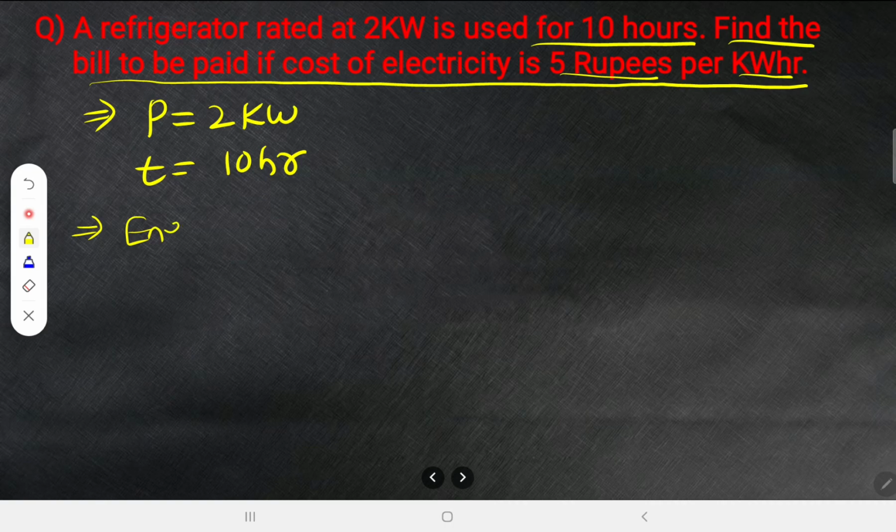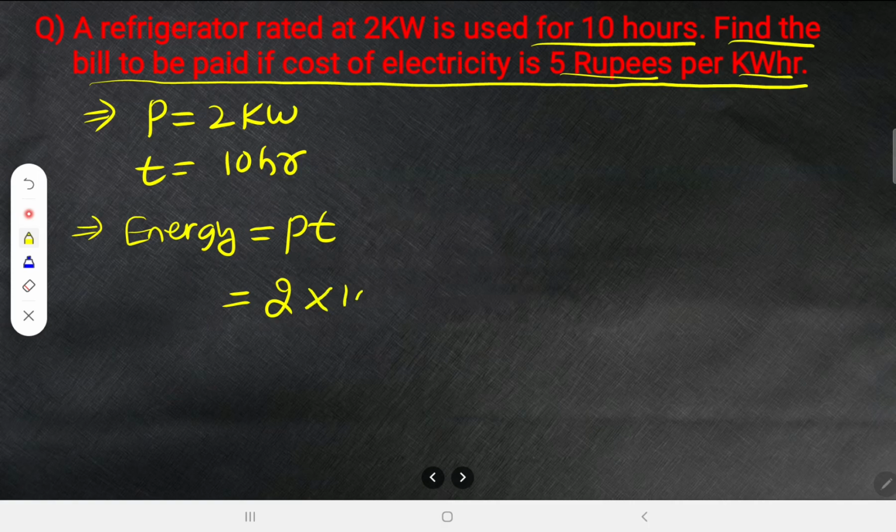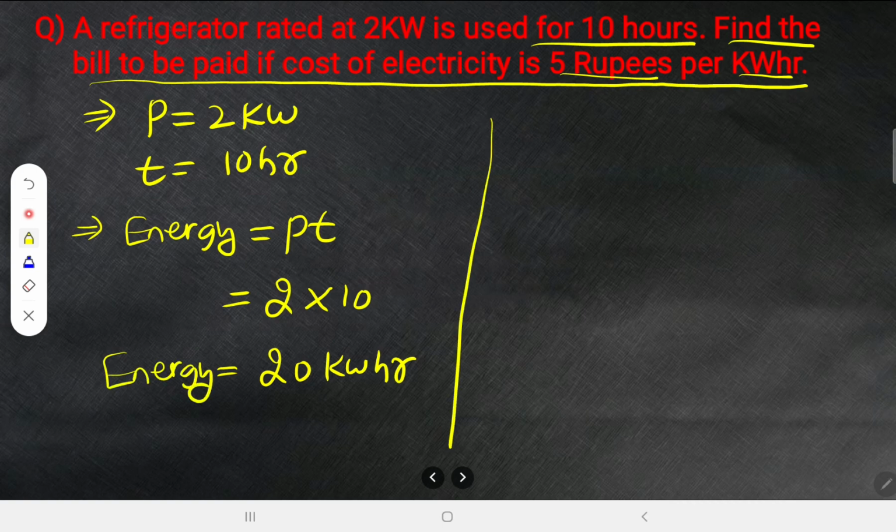So let us see how much energy it is consuming. What is the formula for energy? It has become easy now. Energy is equal to PT. Otherwise, you have to do the drama of P equal to W by T, then W is equal to PT, where W is nothing but energy. So you can directly come to this formula. Calculating, it becomes 2 kilowatt into 10 hour, so it becomes 20 kilowatt hour. The refrigerator is consuming 20 kilowatt hour of energy.